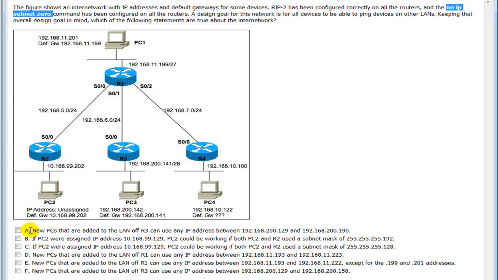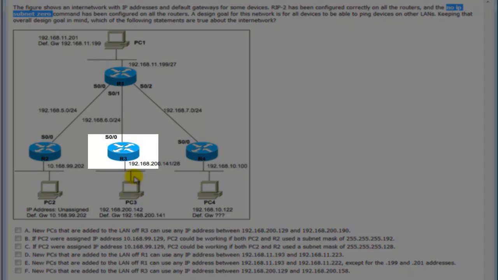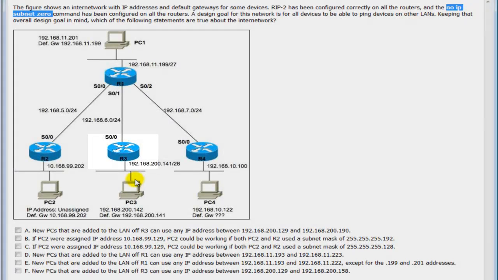For question A, new PCs that are added to the LAN off router 3 can use any IP address between 192.168.200.129 and 192.168.200.190. Router 3 is this router here, so this is the network.